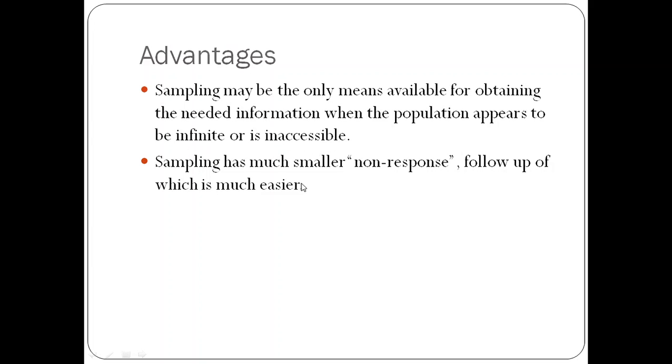So this is an example of inaccessible or infinite information. Then sampling has much smaller non-response, and follow-up of it is much easier. Non-response means, if you are collecting information from a human population and you have enough time and energy, you can give time to each respondent, and all the respondents will respond to you. It would be a much smaller non-response, because if you are using a census, you don't have the time, you have to collect the data in a specific time.